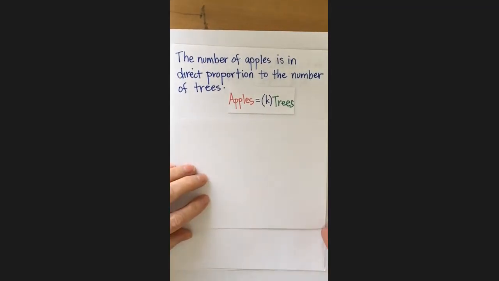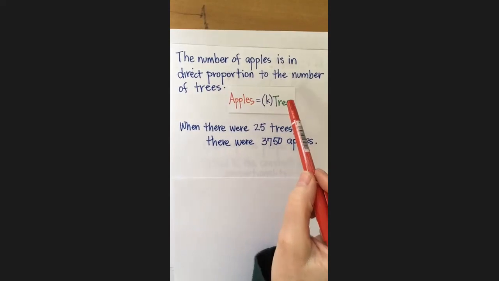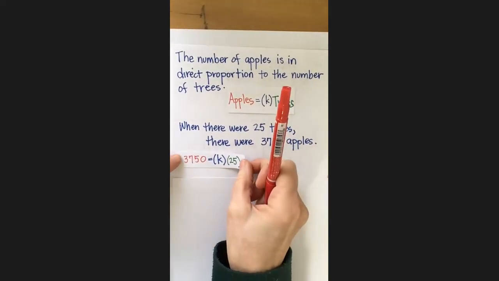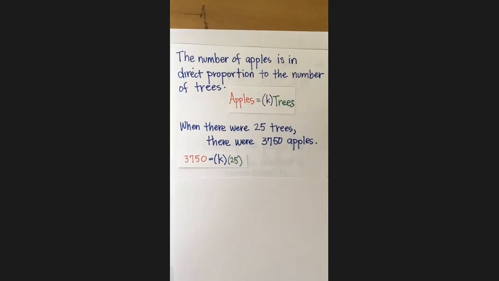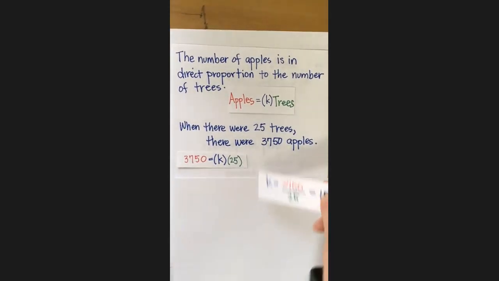The problem might go on to say, when there were 25 trees, there were 3,750 apples. And so we go back to our algebraic proportion and we plug in the numbers that were given. This second statement is going to allow us to calculate the constant of proportionality K. So 3,750 equals K times 25. And when we do the math, we find that K in this case equals 150.